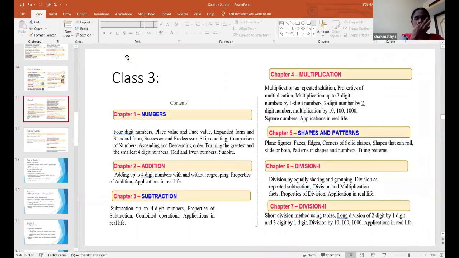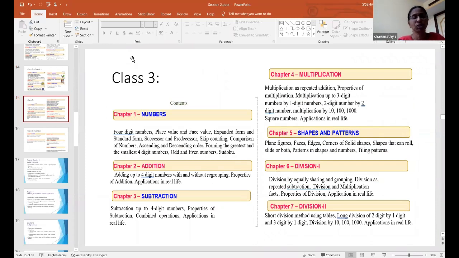We'll move to class 3. In class 3, we are starting with 4-digit numbers, because in class 3 they learn 3-digit numbers. One step ahead, we start with 4-digit numbers. In 4-digit numbers, we start with place, place value, face value, expanded and standard form, successor and predecessor.